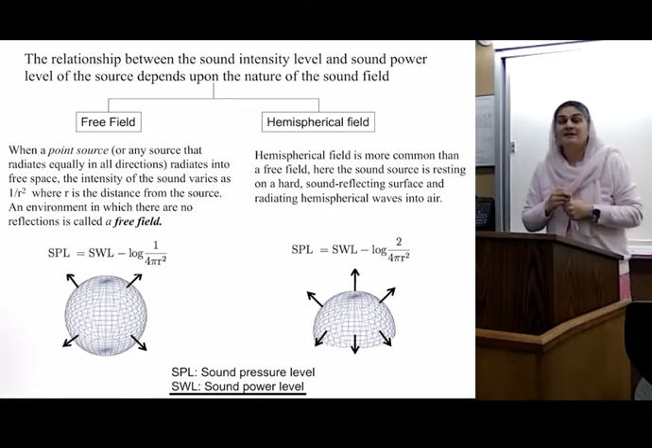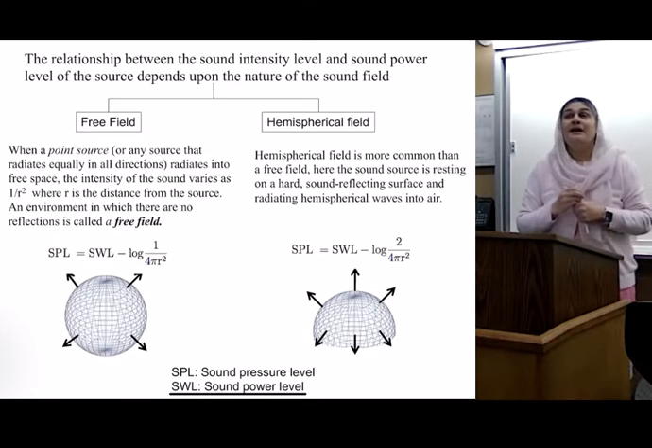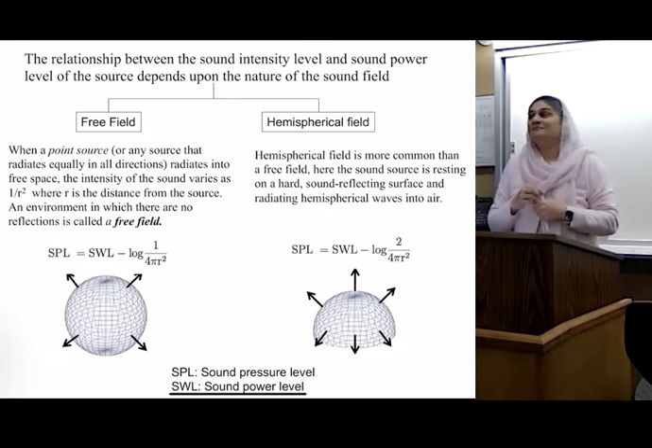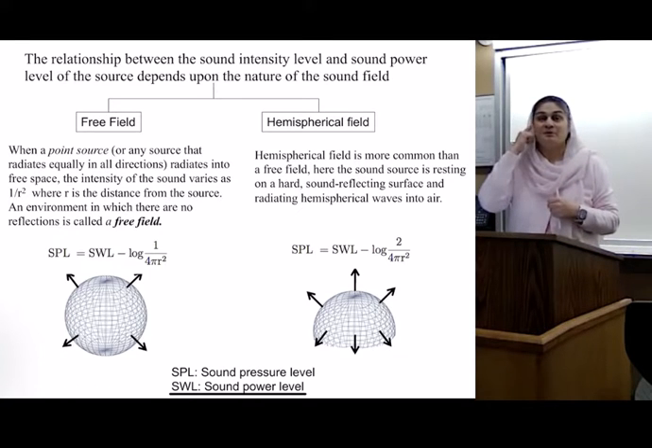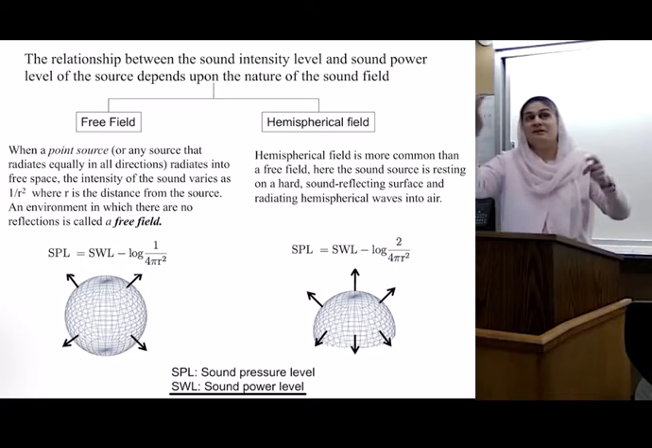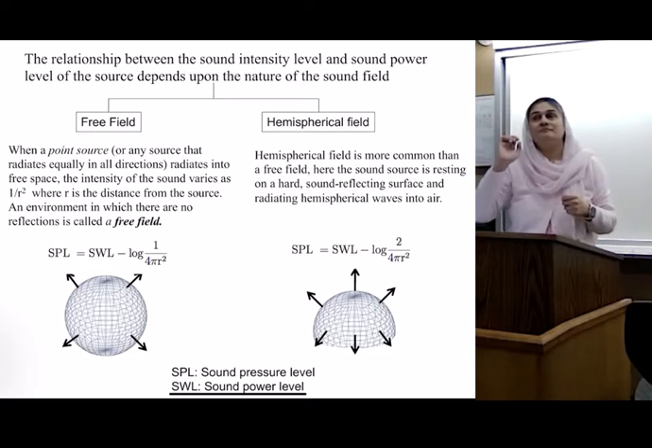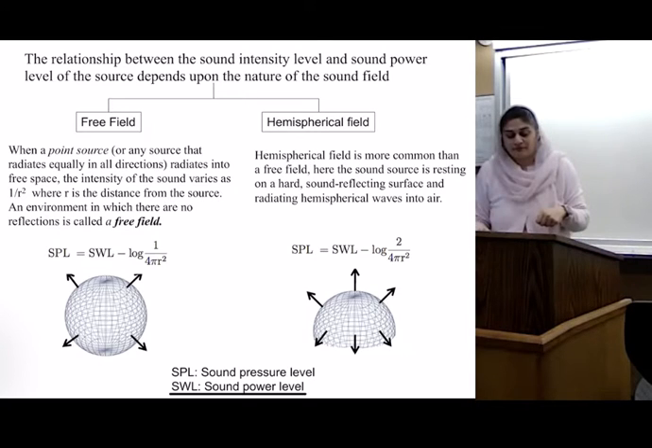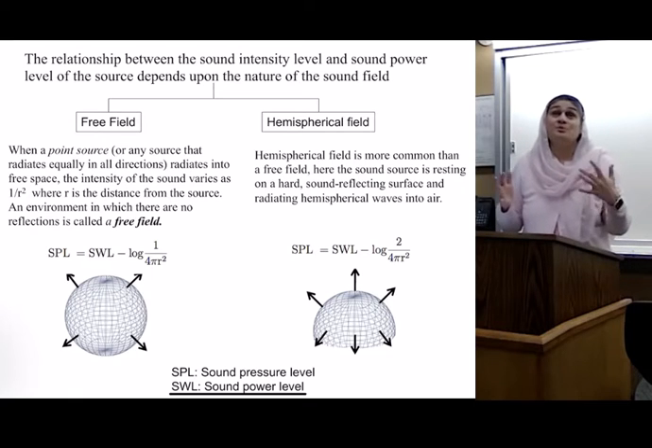Where SPL is the pressure level and SWL is the power level. So remember, pressure is what you experience, power is what is being emitted. So power cannot be depending on R, but pressure is. And these are the only two fields in general that sound engineers worry about.